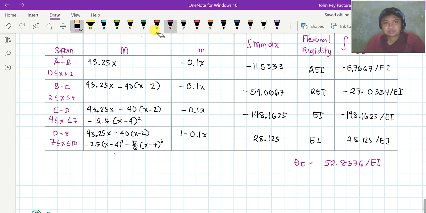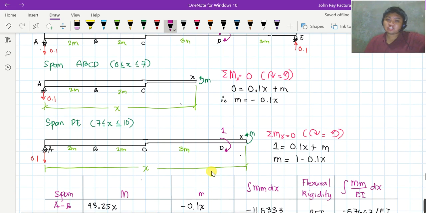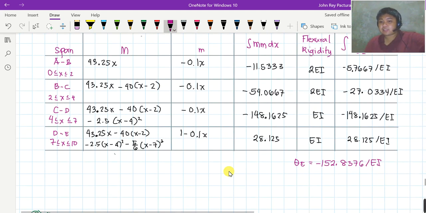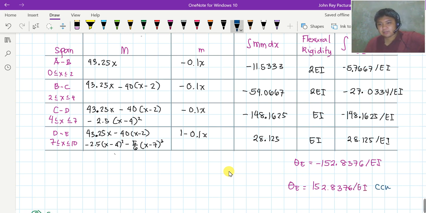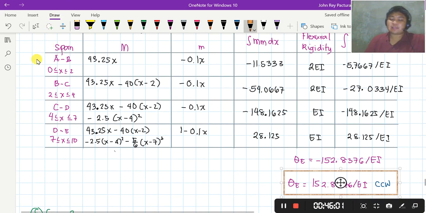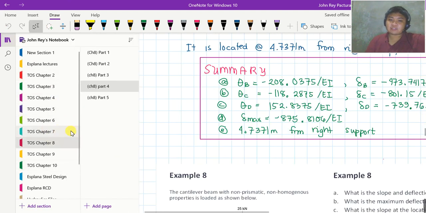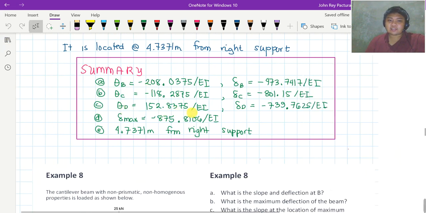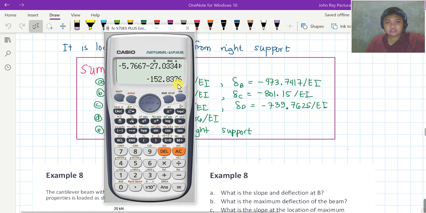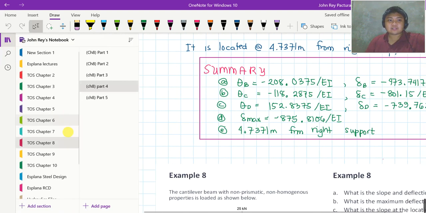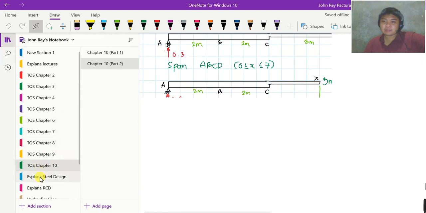Edit natin siya. Ibig sabihin class, sa pagkakataong ito, since negative siya, mali yung assumption natin na clockwise yung rotation sa D. So, dapat pala, counterclockwise na to. So, the rotation at E is 152.8376 over EI, but the rotation or the direction will be counterclockwise. Kung magdo-double integration method tayo dito class, dapat ang mahanap mo na final answer must be what? Positive siya. Okay? Kasi nga 'di ba sa double integration, positive ang counterclockwise. And ito na siya. Kung titingnan nyo, the deflection at D is 152.8375. So, yung ating error ulit is 0.0001. So, almost negligible lang siya class. So, tama ulit itong ginawa natin.